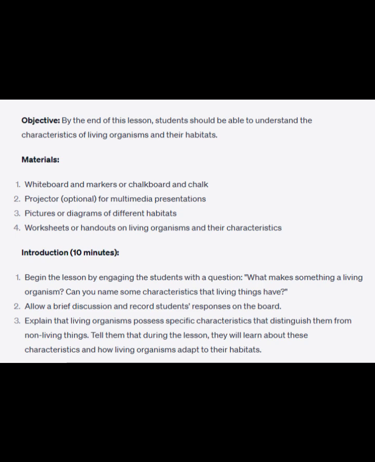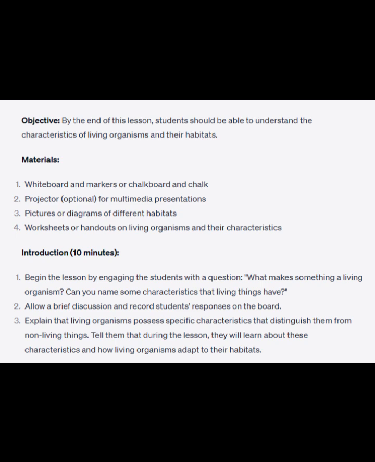Introduction, 10 minutes. Begin the lesson by engaging the students with a question: what makes something a living organism? Can you name some characteristics that living things have? Allow a brief discussion and record students' responses on the board.